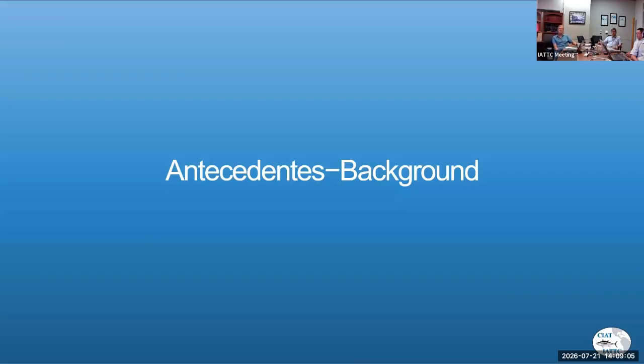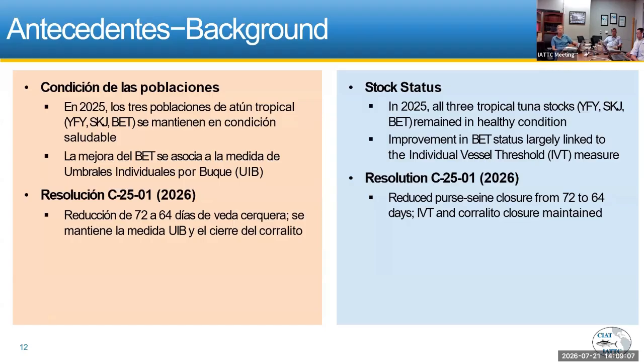Okay, so a little bit more background. In 2025, we evaluated all 3 of the tuna stocks. All sorts of species, and 2 stocks for yellowfin tuna were considered using benchmark assessments, and they were all found to be in healthy condition. Again, the bigeye was linked to the success of the individual vessels threshold.